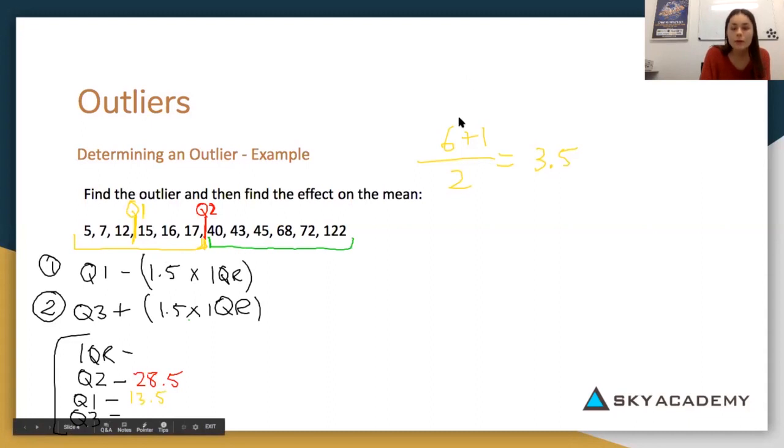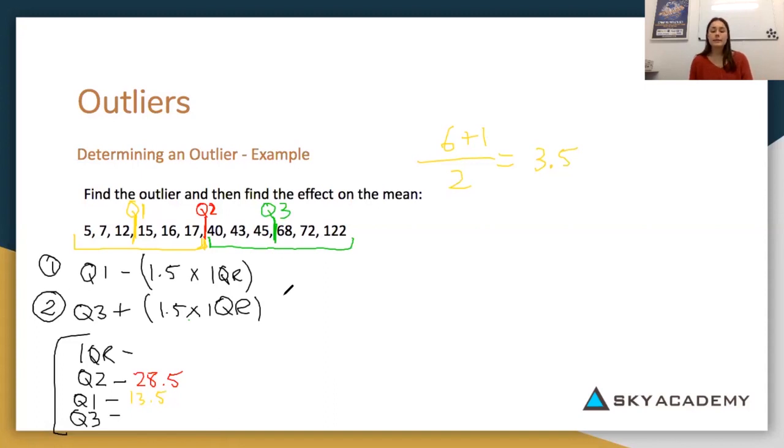And now we're going to do the same for our green. So 1, 2, 3.5 is going to lie here, and halfway between 45 plus 68 divided by 2 is going to be 56.5.